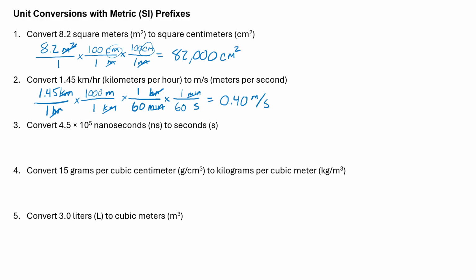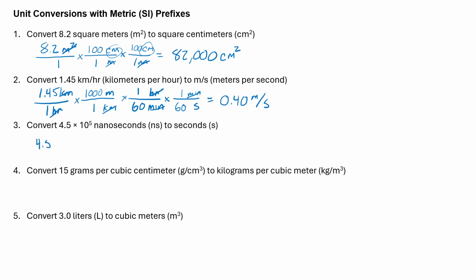My next conversion is 4.5 times 10 to the 5th nanoseconds, ns, to seconds. Now you can look up that conversion. It's one that you may want to know. I like to say nano is nino. Nanoseconds are tiny. It takes 1 times 10 to the 9th nanoseconds to make up 1 second. So that's the conversion that I'm going for.